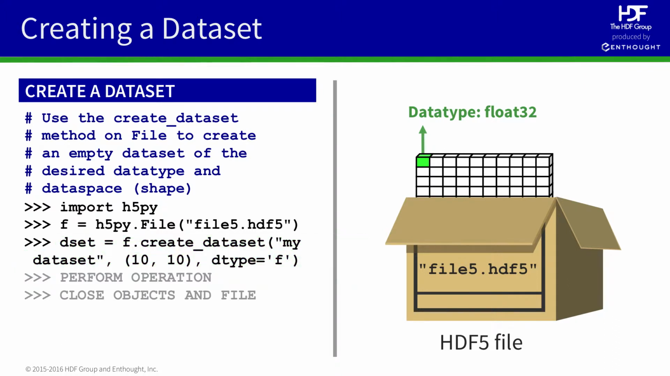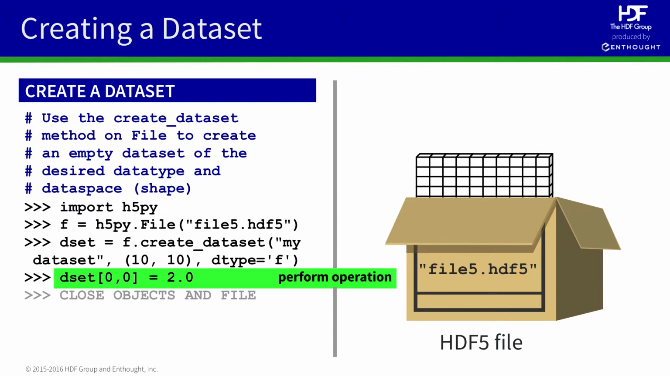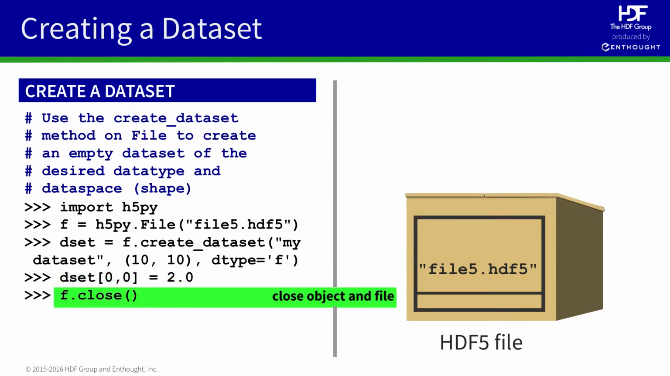Once we've created the dataset, we can store information using the familiar NumPy indexing syntax. In this case, we choose to store the value 2.0 in the very first element of our two-dimensional dataset. Once we're finished, we close the file.